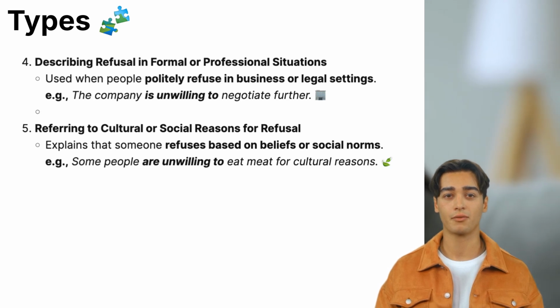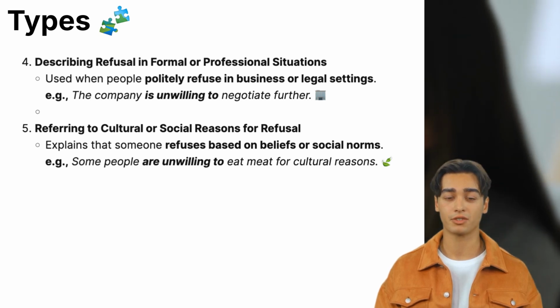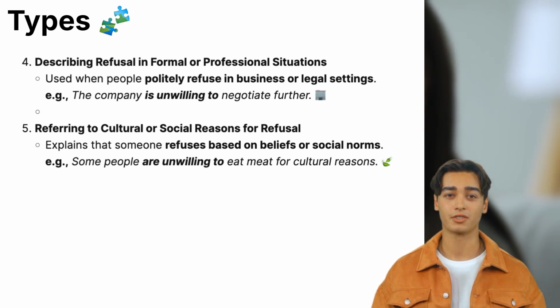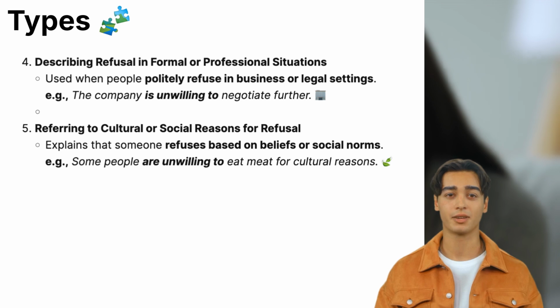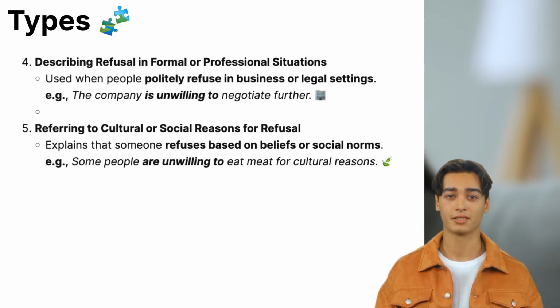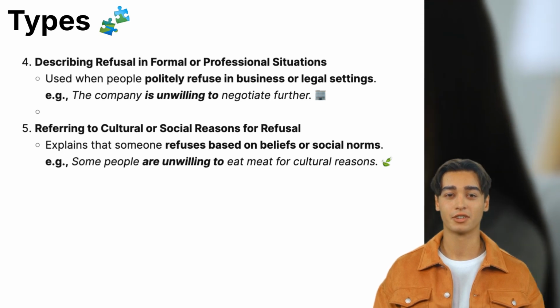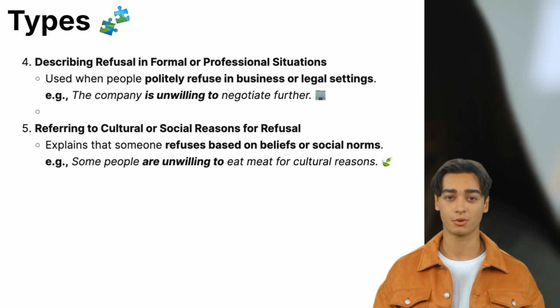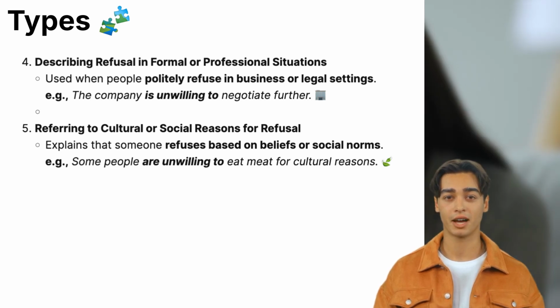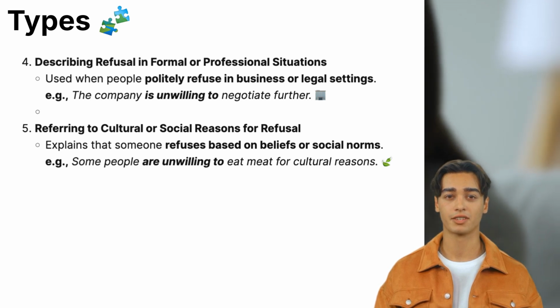4. Describing refusal in formal or professional situations. This often appears in business, professional, or legal contexts when someone formally refuses to agree or act. Example: the company is unwilling to negotiate further. This means the company has decided not to continue discussions. More examples: the client is unwilling to accept the new contract. Management is unwilling to change the policy.